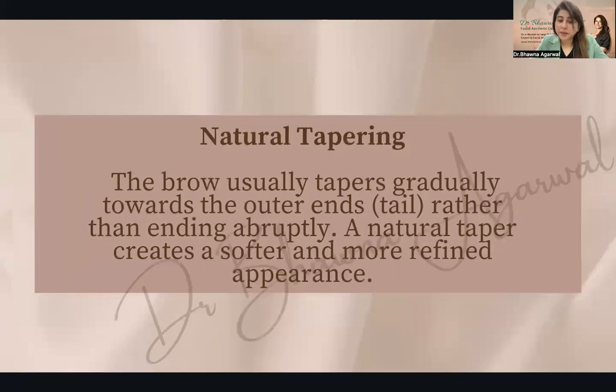Now, there is a natural tapering to the brow. That means towards the tail end, it doesn't end abruptly, but there is a gradual taper down. Because of this natural tapering, it creates a soft and more refined appearance of the eyebrow. Sometimes this natural tapering is absent in case there is a loss of lateral brow hair, which is very common in aging, and in some medical conditions also.